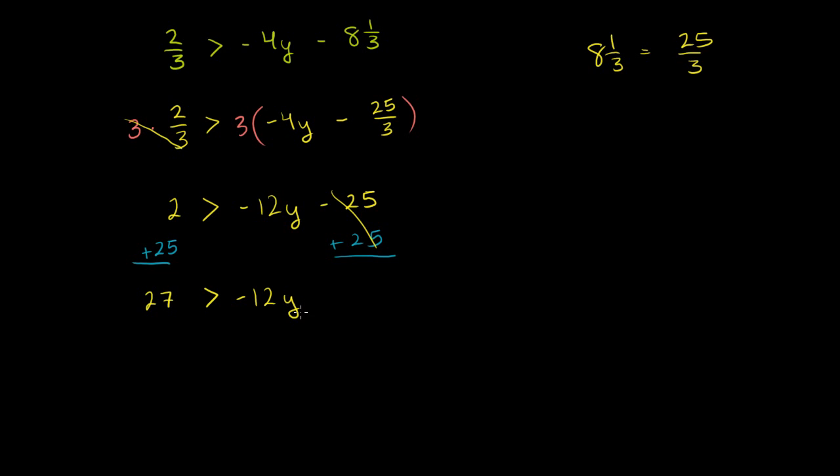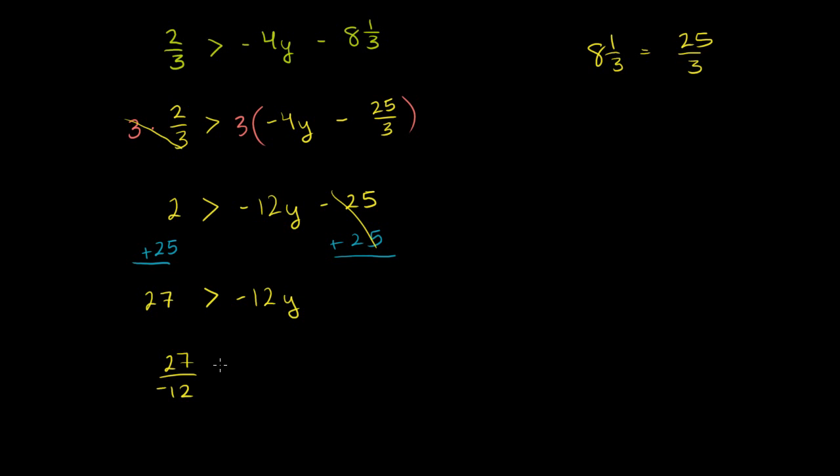Now, to isolate the y, you can either multiply both sides by negative 1/12, or you could say, let's just divide both sides by negative 12. Now, because I'm multiplying or dividing by a negative number here, I'm going to need to swap the inequality. So let me write this. If I divide both sides of this equation by negative 12, then it becomes 27 over negative 12 is less than, I'm swapping the inequality.